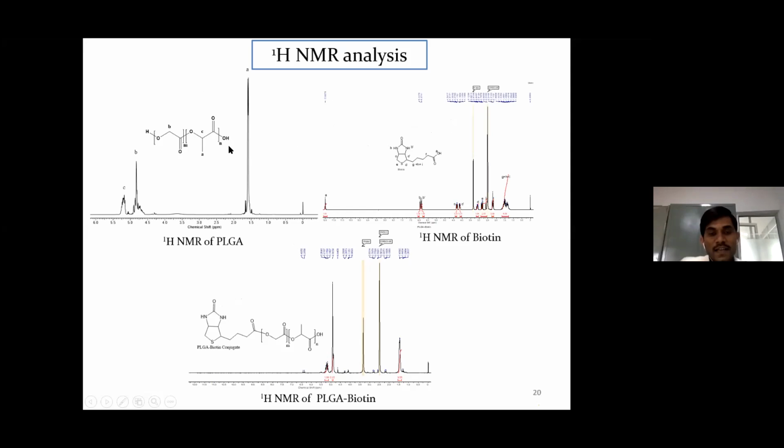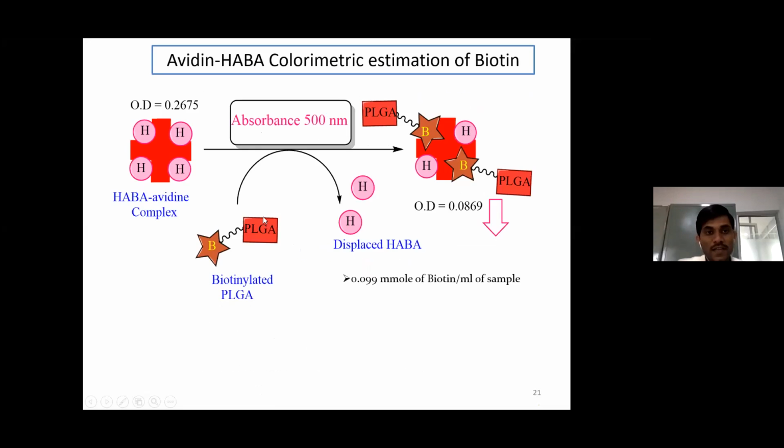This conjugate is characterized using H1 NMR. This is the H1 NMR of this PLGA. This is for biotin. At 12 ppm, there is a proton of this biotin. And after conjugation, there is a disappearance of this proton, which indicates conjugation of this biotin to PLGA.